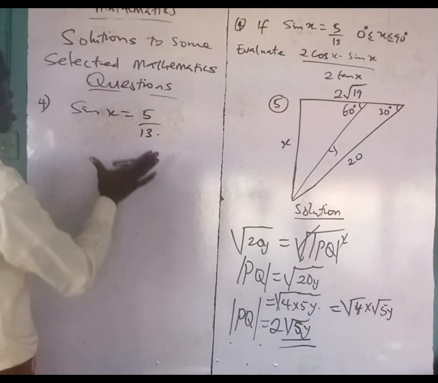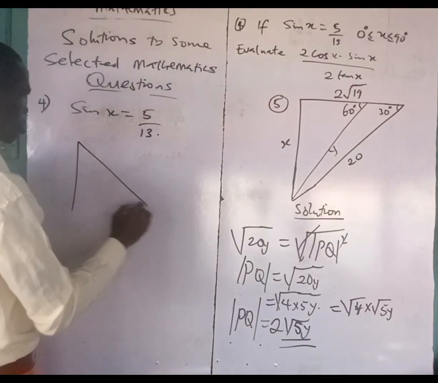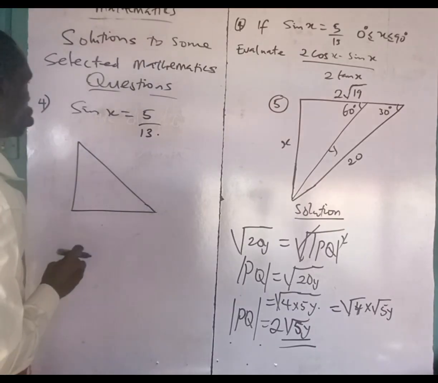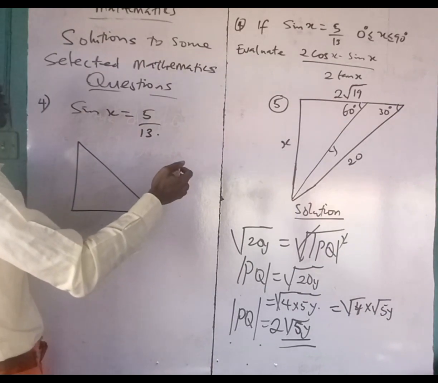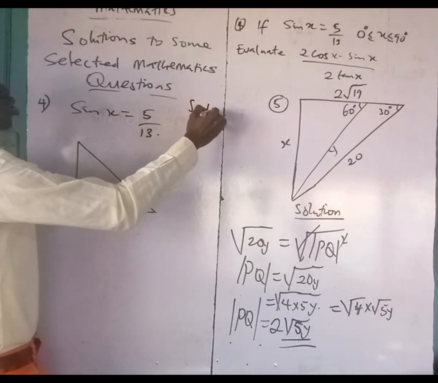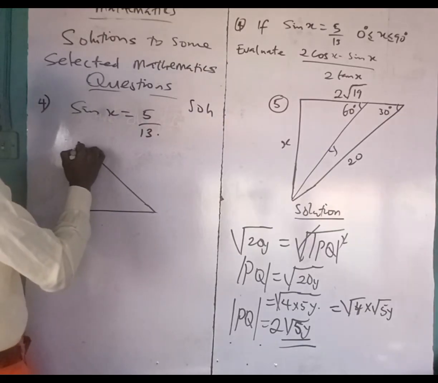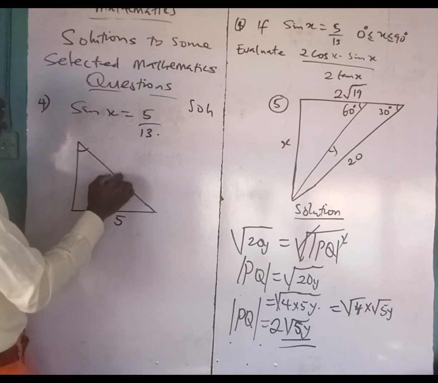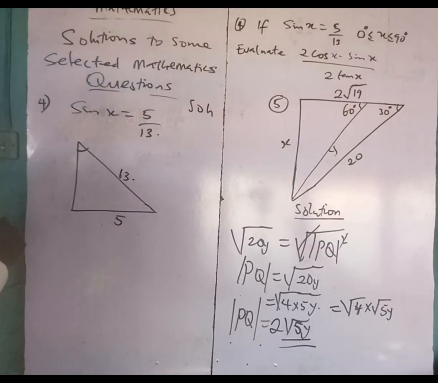So the first thing is draw your triangle. This is the triangle. Sine means opposite over hypotenuse, if you still remember. Opposite over hypotenuse. So assuming this is the angle, this will be the opposite, 5. This will be the hypotenuse, 13. Okay.